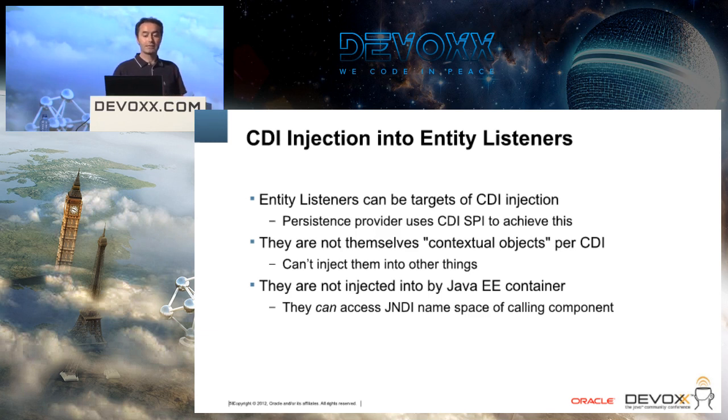So what's happening here is JPA providers are going to use the CDI API to interact with CDI to obtain managed beans and inject them into the listeners. So these objects are not going to be injected by CDI themselves.